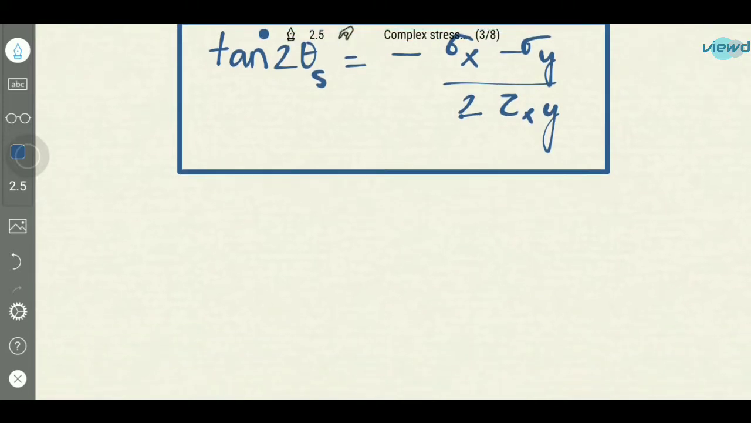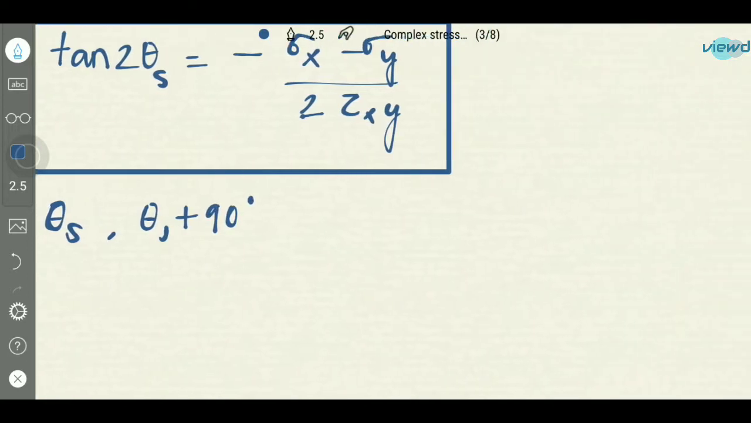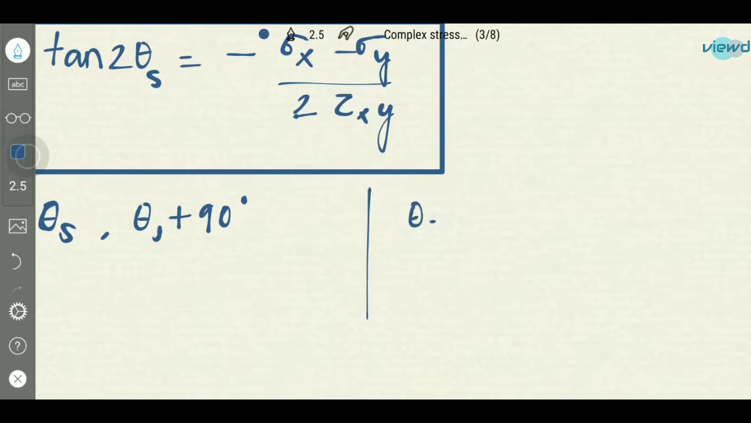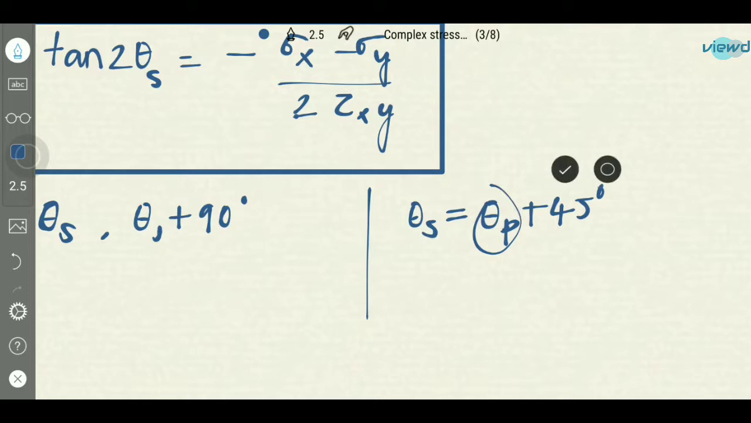So another plane is also present. If one maximum shear stress plane is theta s, the other will be theta s plus 90 degrees. An important observation is also made, which is that the maximum shear stress plane will be at an angle of principal plane plus 45 degrees. One shear stress plane will be equal to the principal plane angle plus 45 degrees.